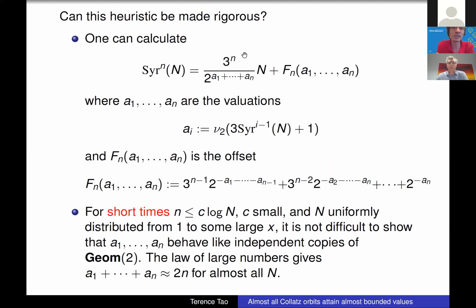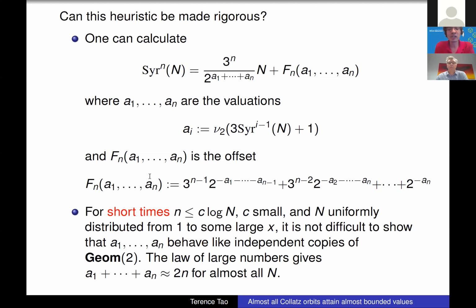You do it n times, you multiply by 3 n times, you divide by a certain power of 2, and there'll be a certain shift. So it'll be a certain power of 2, and it'll be the sum of n numbers, and each number is the 2-adic valuation of some portion of the orbit. So there'll be all these valuations, and the main term will be some power of 3 divided by some power of 2 times n, plus a certain shift, and the shift is something that you can compute. It's some complicated expression of all these valuations.